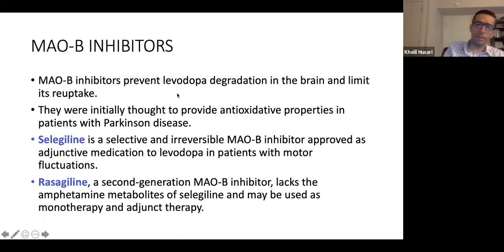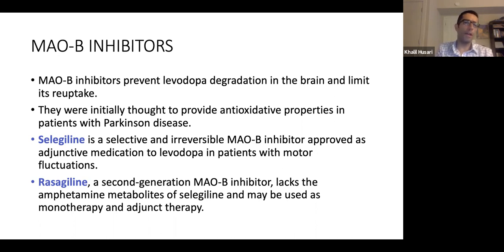Now, MAO-B inhibitors prevent the levodopa degradation in the brain and limit its reuptake. When they first made them, I think in the 80s or the 90s, they thought that they were disease modifying and had antioxidation properties. This is not really true. So that's why we use them a lot in young patients, in order to, hopefully, prevent the progression. The data is very poor about that.